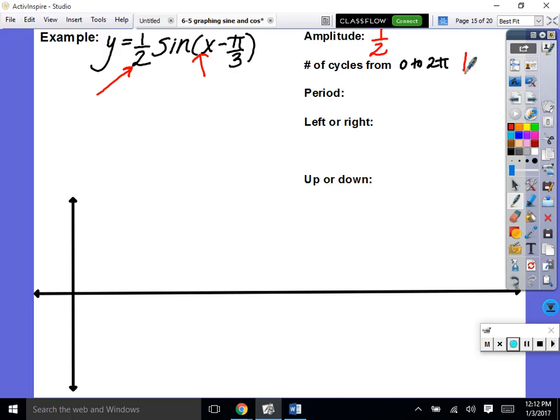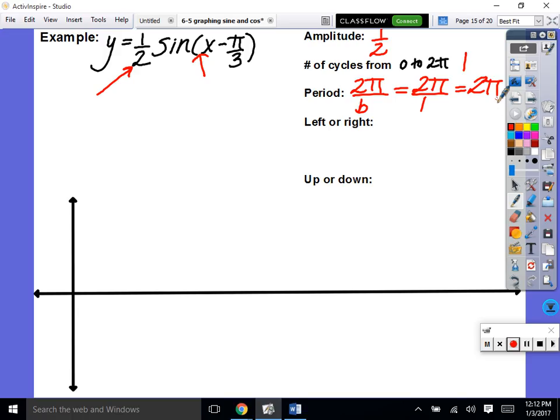Now our period is 2 pi divided by b. So that's the length of 1 full cycle. That's 2 pi divided by 1, which is 2 pi. So the physical length of 1 cycle is going to be a length of 2 pi. That doesn't mean necessarily it's stretched over from 0 to 2 pi. Well, it is, but then we're shifting it.